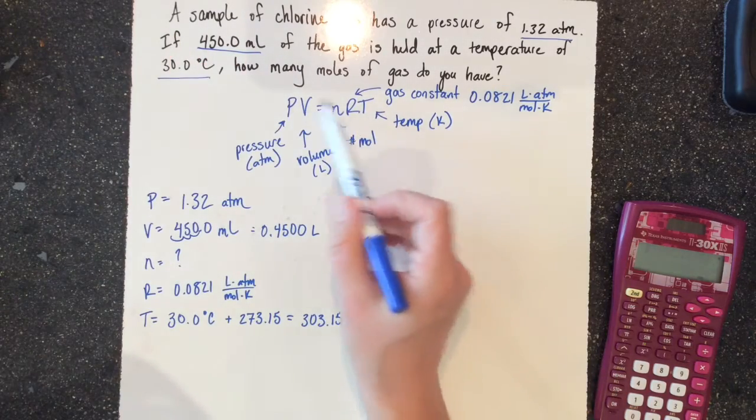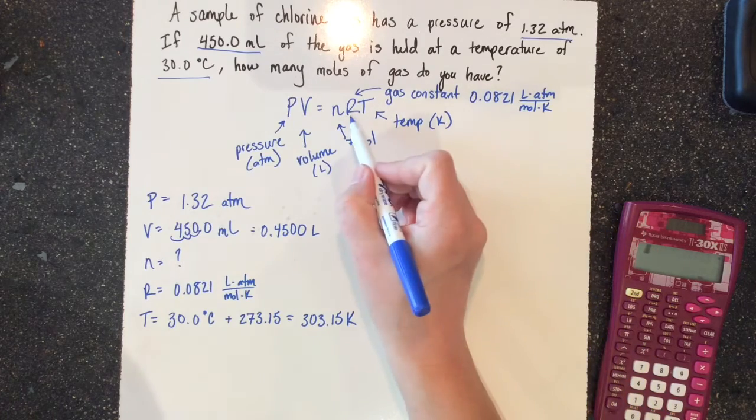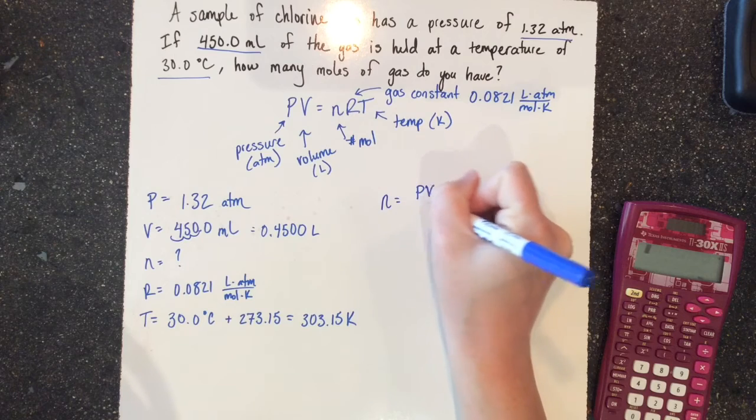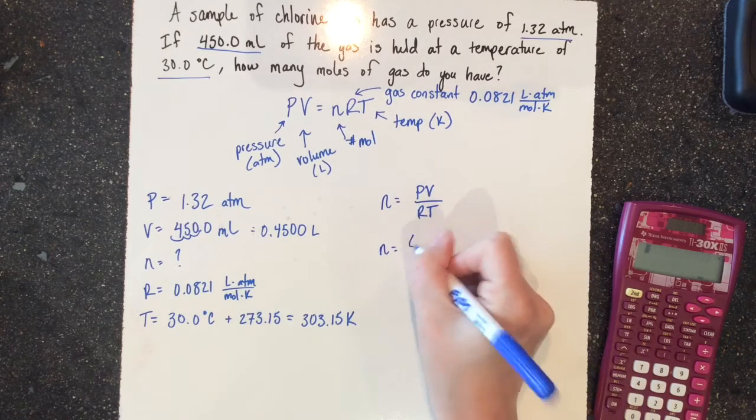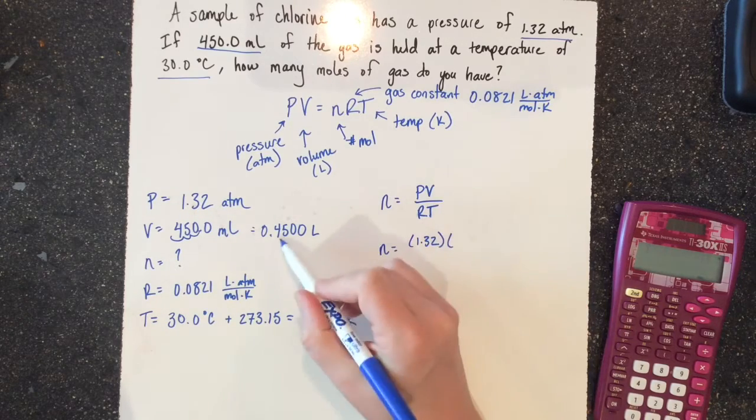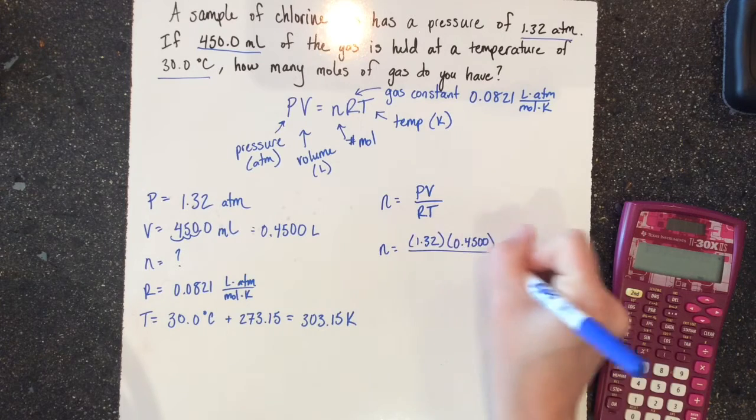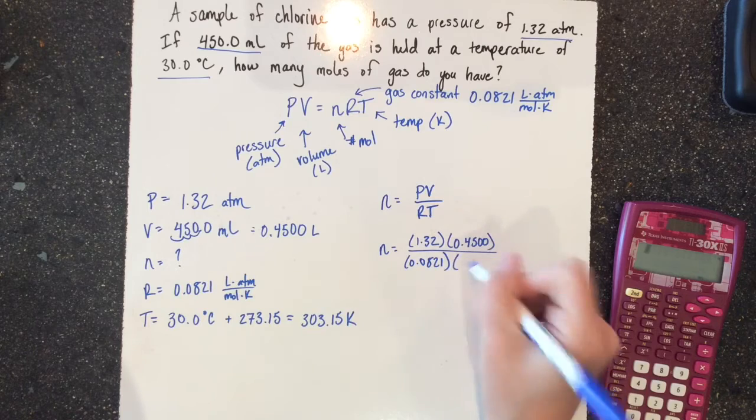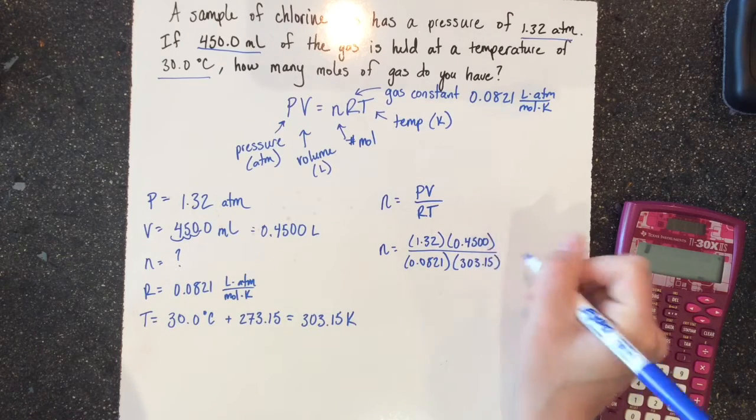But I'm going to start by rearranging this formula so that I'm solving for N to begin with, which means I'm dividing both sides by RT. So N equals PV over RT, which means pressure is 1.32, our volume is 0.4500, R is our constant, 0.0821, and our temperature is 303.15 Kelvin.